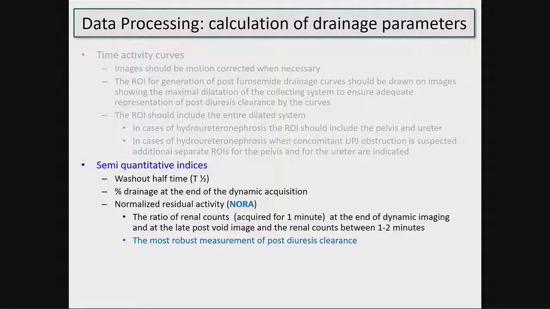And the guideline also states that this is the most robust measurement of post-diuresis clearance. The reason for that is because it is independent of the renal input, it's not affected by the renal function. So if you have a poorly functioning kidney, you would still get a good assessment of the drainage using this. If you're using other indices, you would get a very prolonged T1/2, but that could also just reflect the poor renal function and not necessarily the drainage.